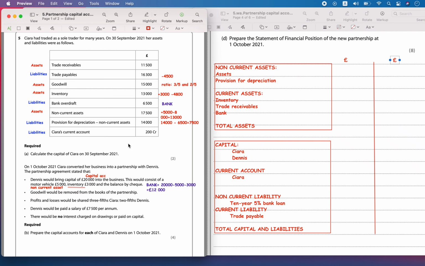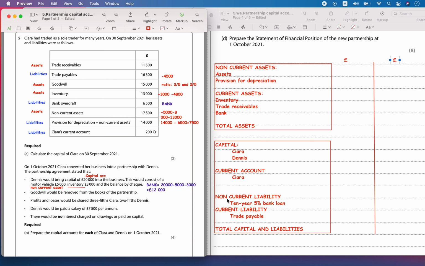Hello, today we are going to solve October 2022 paper question number 5 part D. Prepare the statement of financial position of the new partnership at 1st October 2021. So the parts of the financial statements are going to be non-current assets, current assets, and then you add up the total. Then you will have the capital account, current account, and then you add up these two.